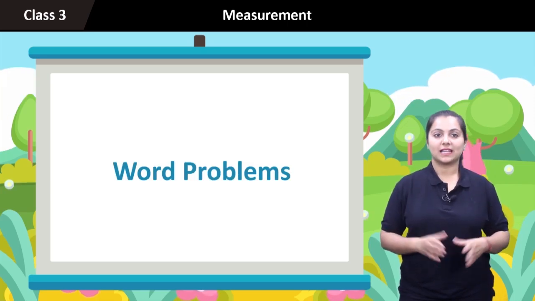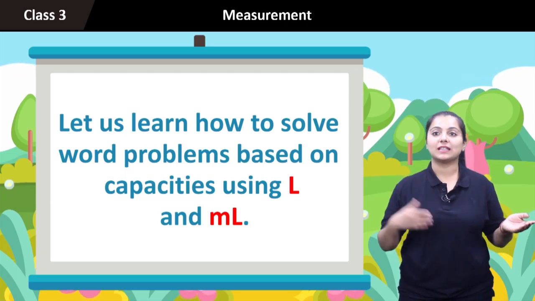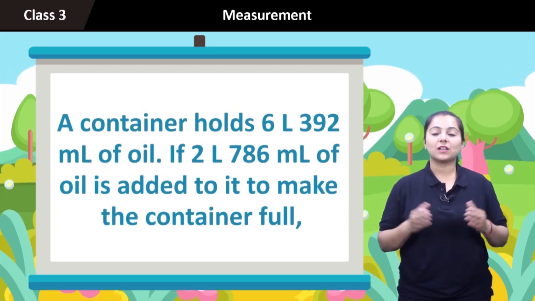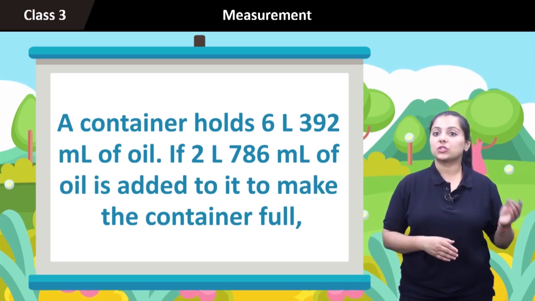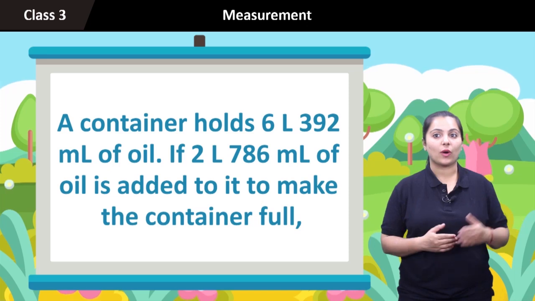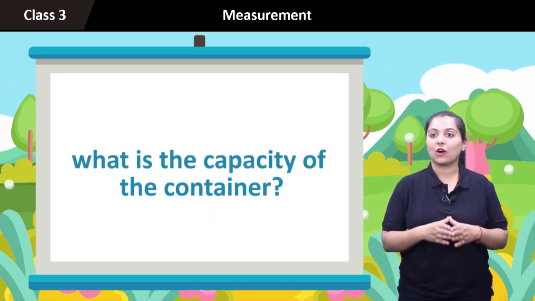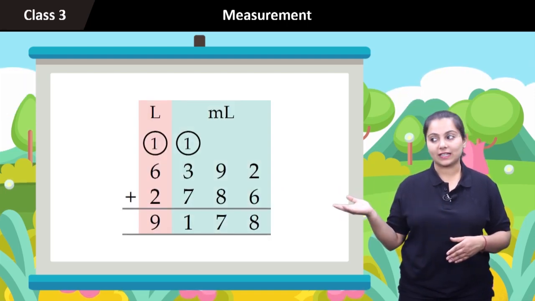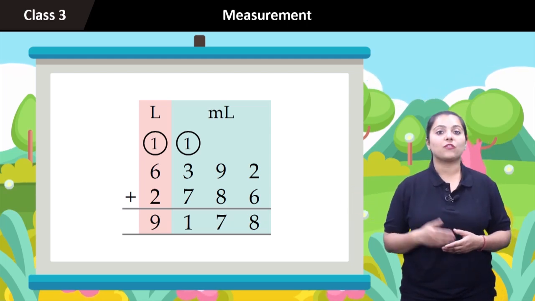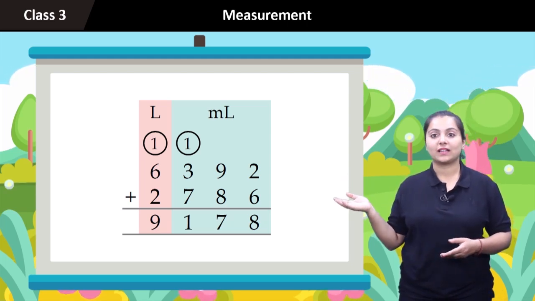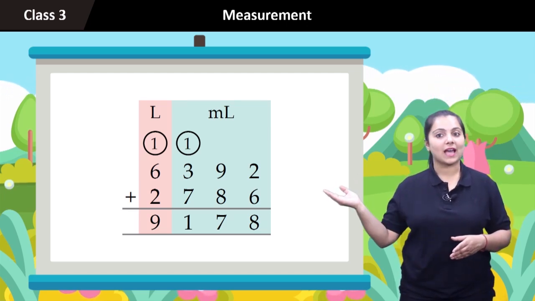Word problems. Let us learn how to solve word problems based on capacities using liter and milliliter. A container holds 6 liter 392 milliliter of oil. If 2 liter 786 milliliter of oil is added to it to make the container full, what is the capacity of the container? Quantity of oil in container is 6 liter 392 milliliter. Quantity of oil added is 2 liter 786 milliliter. Now let's add them to find the total quantity of oil.